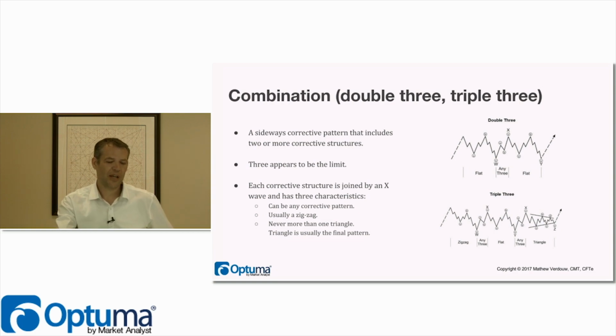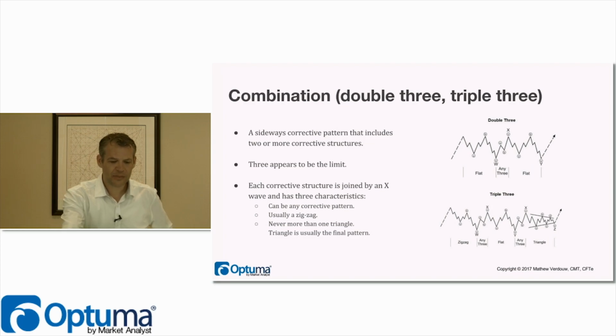But you do need to understand this combination issue that goes on there. Each corrective structure is joined by an X wave and has these characteristics. It can be any corrective pattern, usually a zigzag, never more than one triangle there, although the triangles you will usually see at the end. And again, when you come back to our bar pattern work that we did, it's really where we've been in that sideways market. We're getting that contraction where the buyers and the sellers are just sitting there waiting for the breakout, which will start the next move.